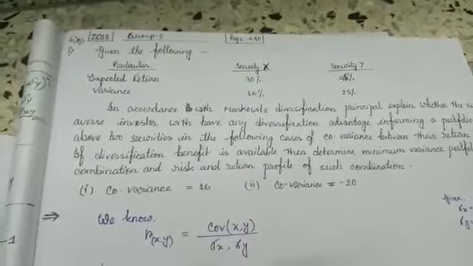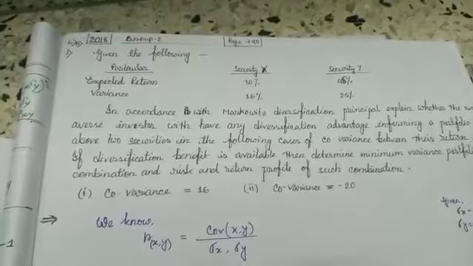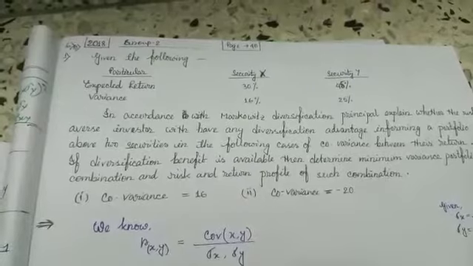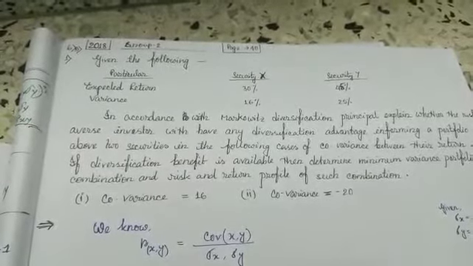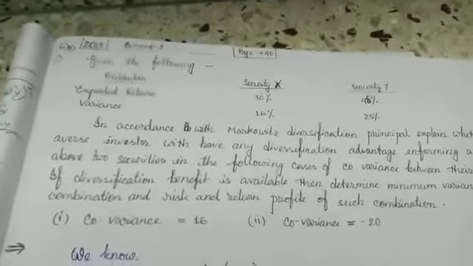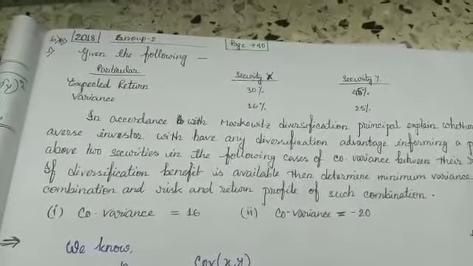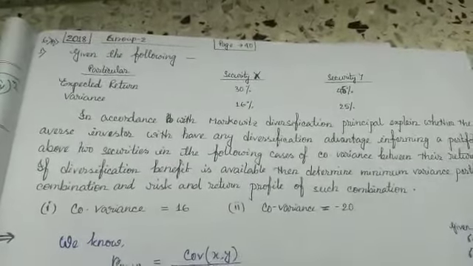expected returns relating to security X and security Y are given. The expected return of security X is 30% and that for security Y is 45%. Variance associated with security X is 16% and variance associated with security Y is 25%.